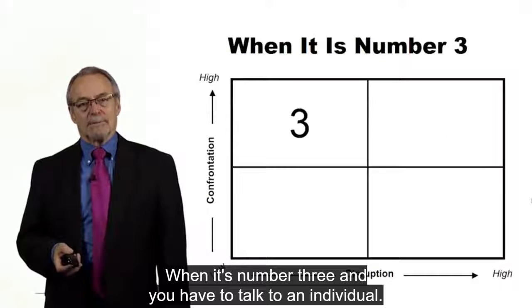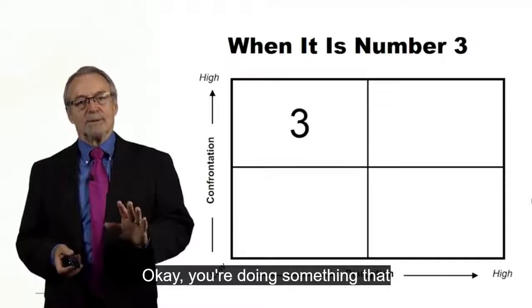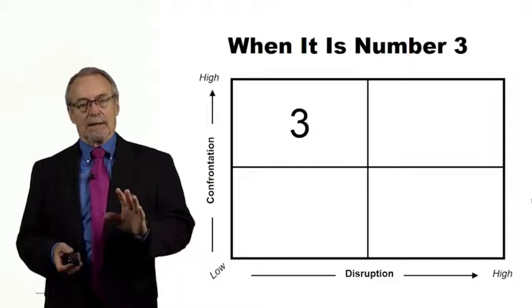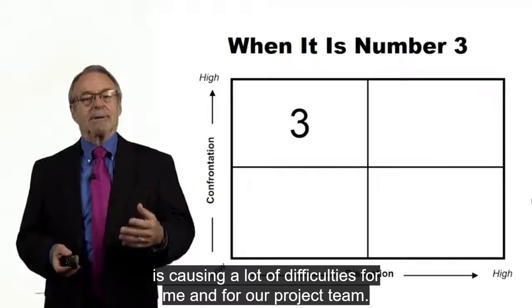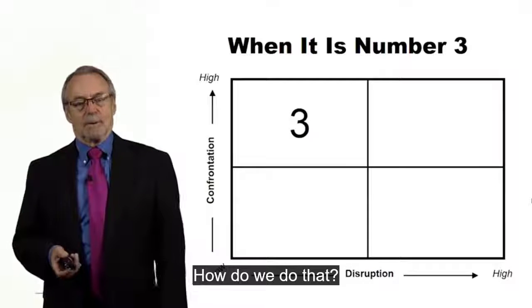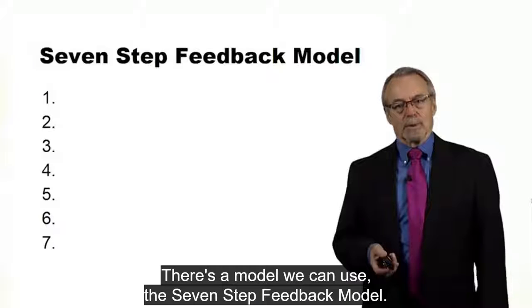When it's number 3 and you have to talk to an individual, okay, you're doing something that is causing a lot of difficulties for me and for our project team. How do we do that? What words do we put together to say that? There's a model we can use. There's a 7-step feedback model.